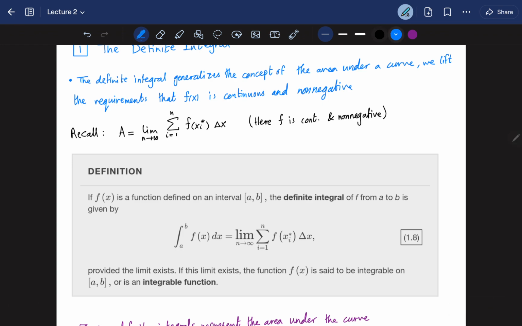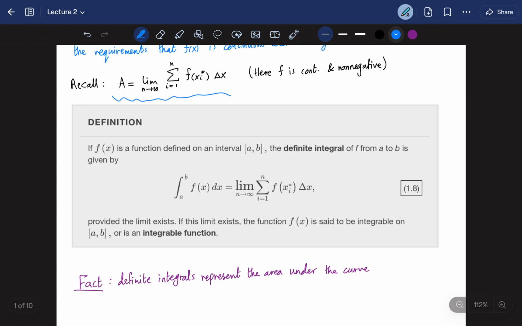Okay, so recall this definition for the area from last time using the Riemann sums. We just took the limit of the summation. So keeping that in mind, we can state our first definition. If we have a function f, like we said, with no restrictions, defined on an interval [a, b], we can define the definite integral from a to b to be the limit of the summation, which is the Riemann sum.